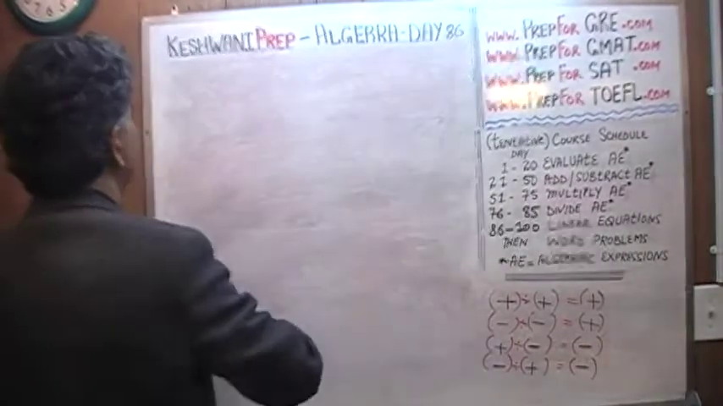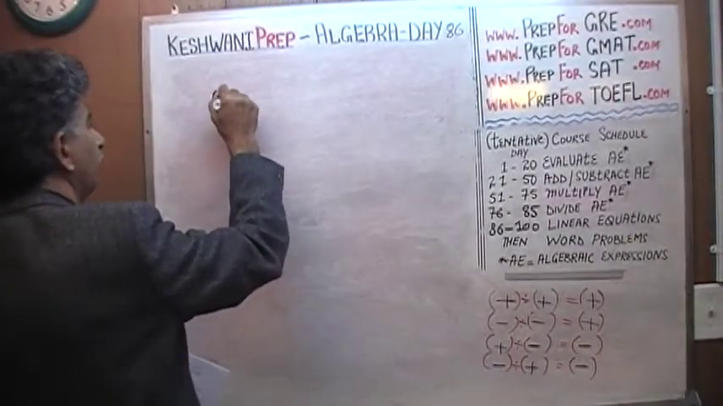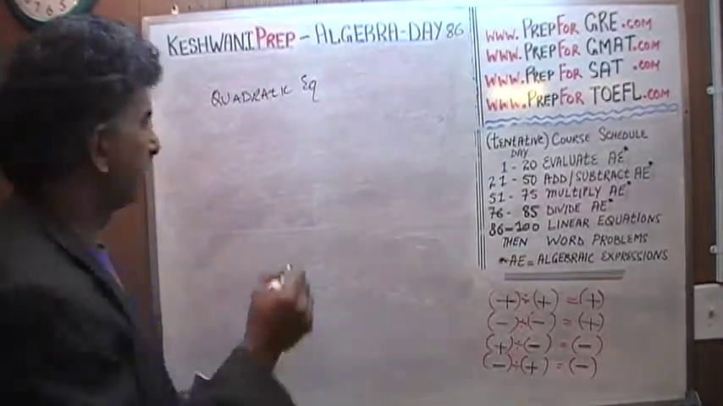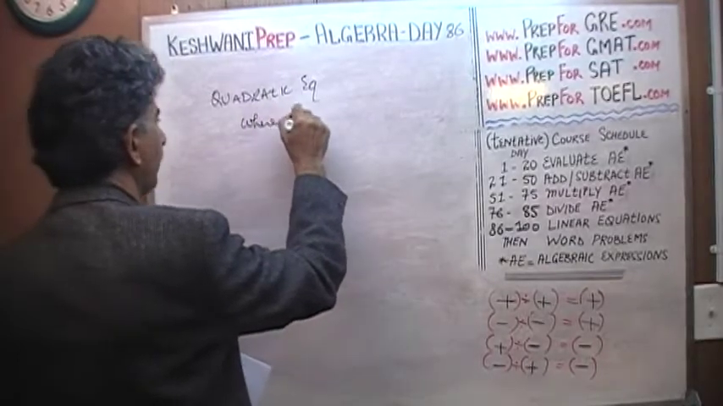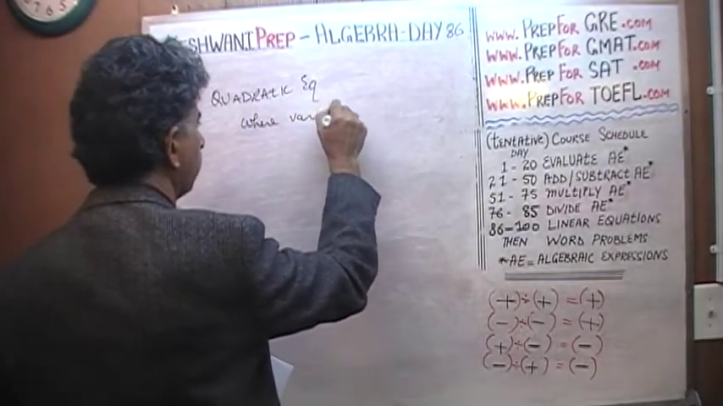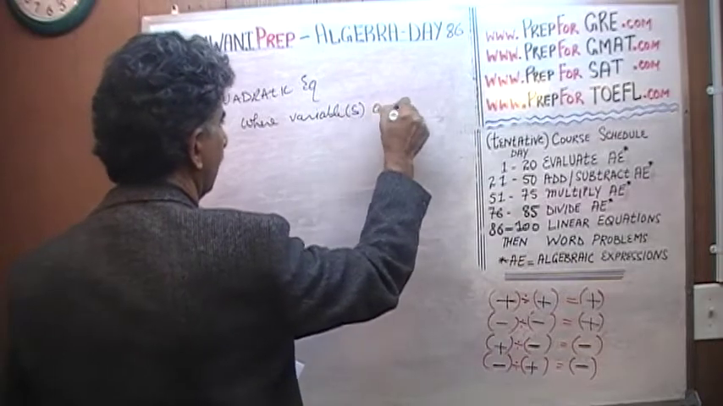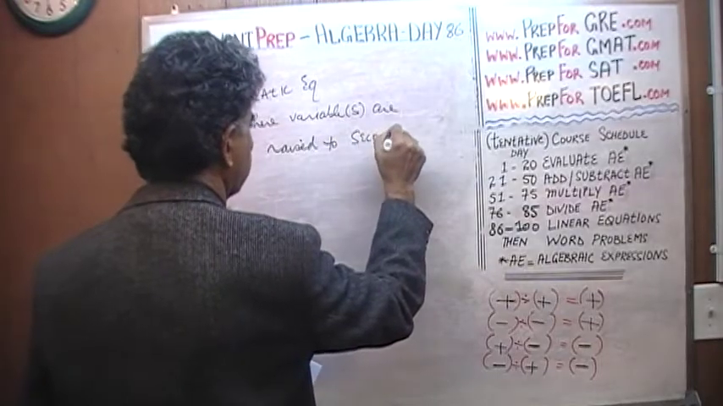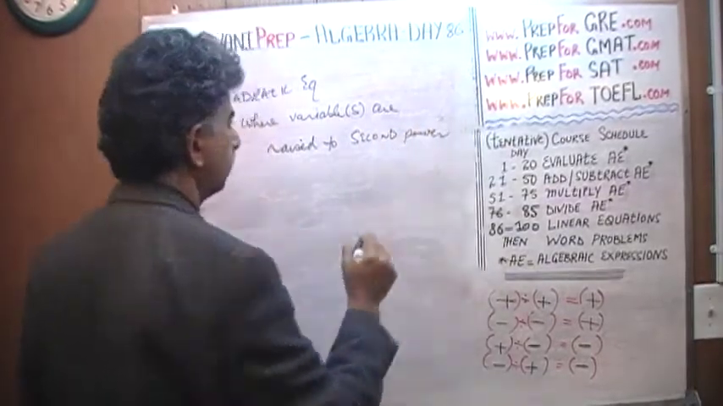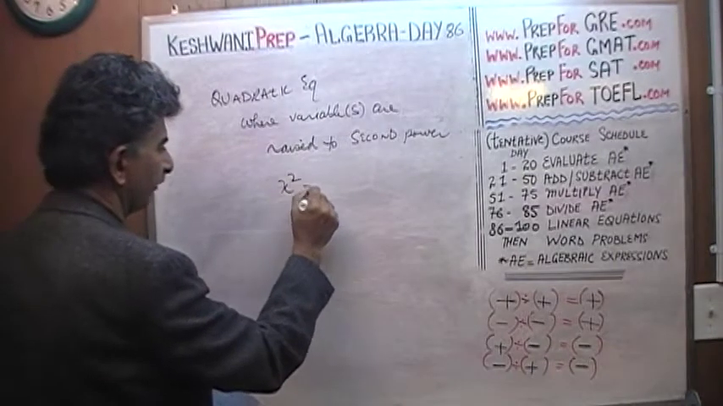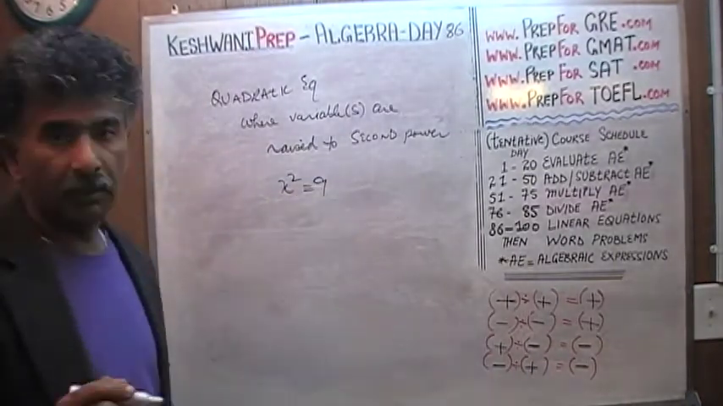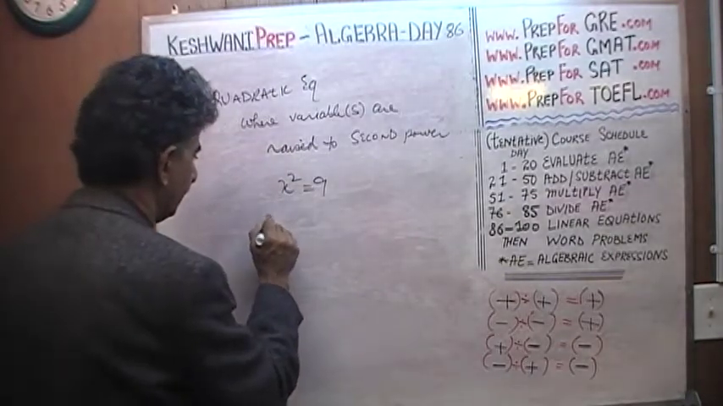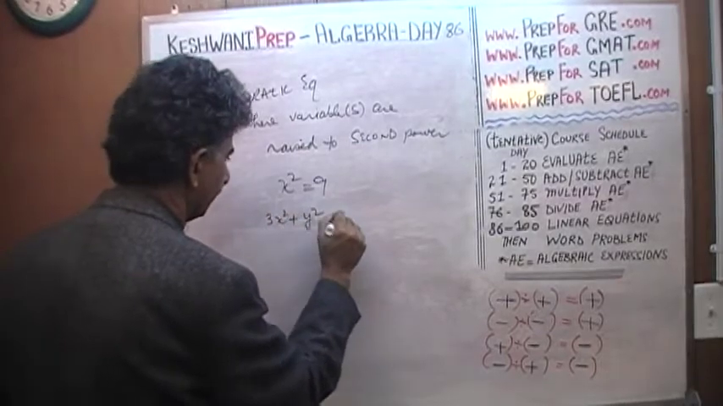If the variable or variables in the given equation happen to be raised to a second power, then it is known as a quadratic equation, where the variable or variables are raised to second power. For example, if somebody tells you x squared equals 9, well, that's a quadratic equation. It's a very simple equation, but it's a quadratic equation nonetheless. There is another example of a quadratic equation, 3x squared plus y squared equals 10.